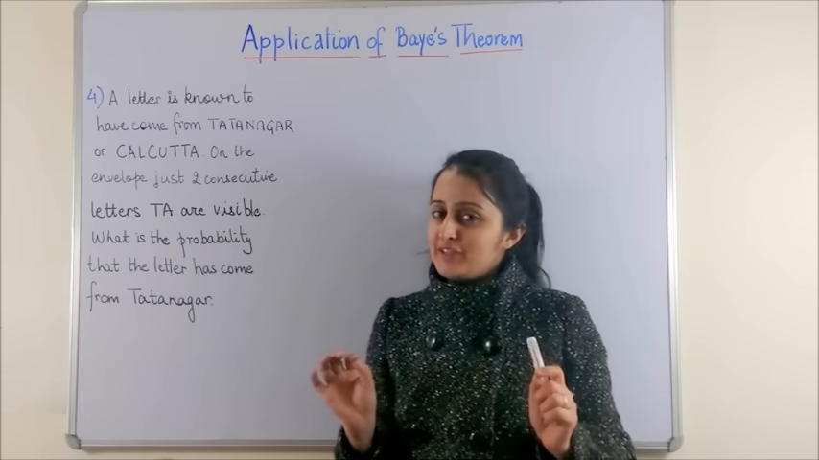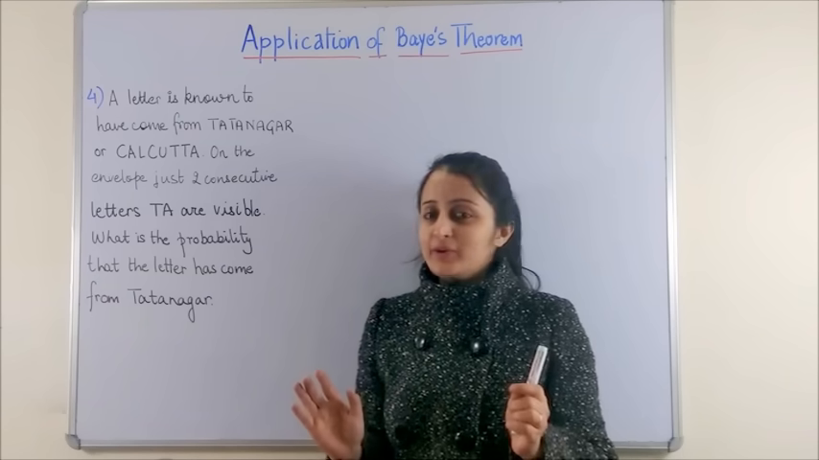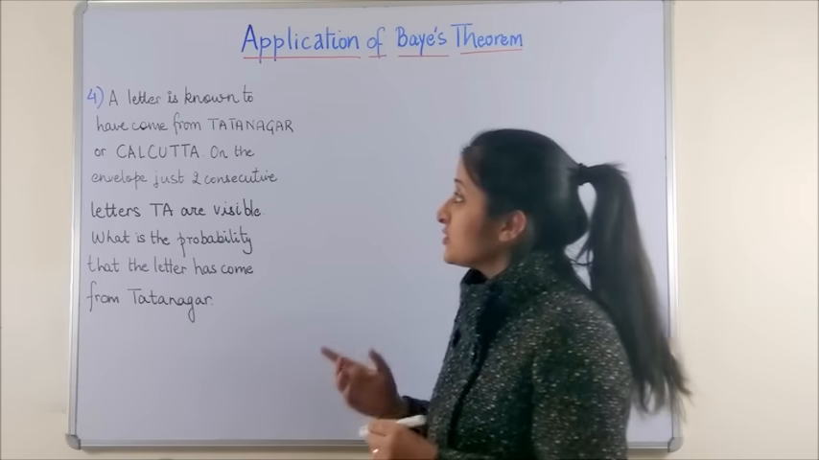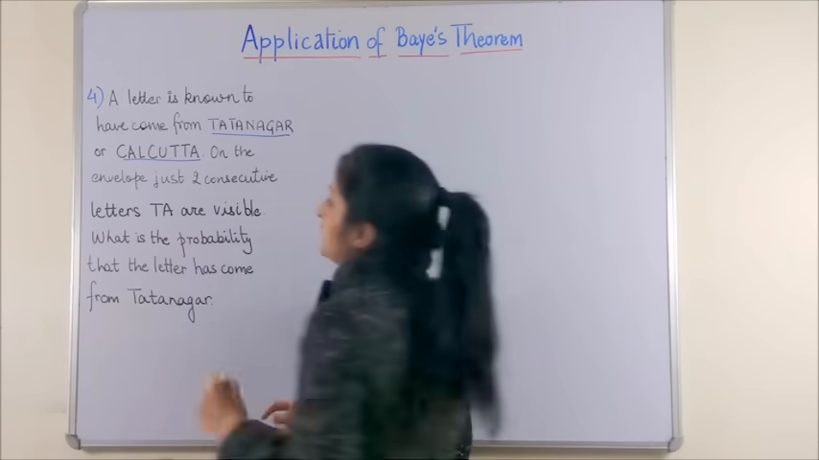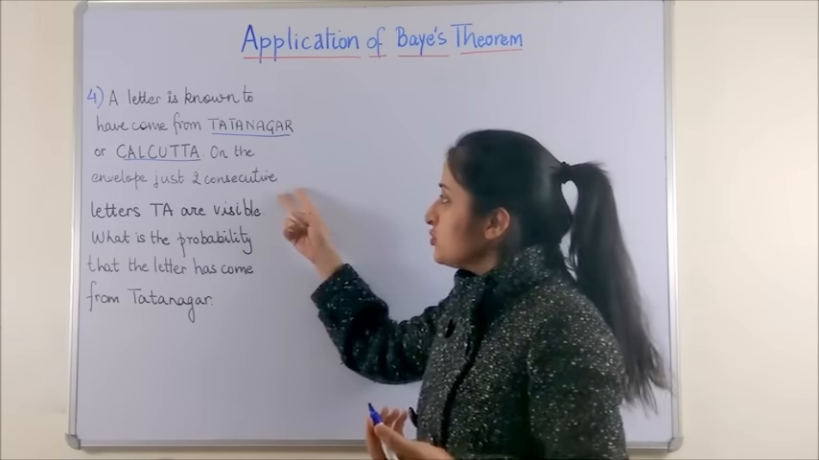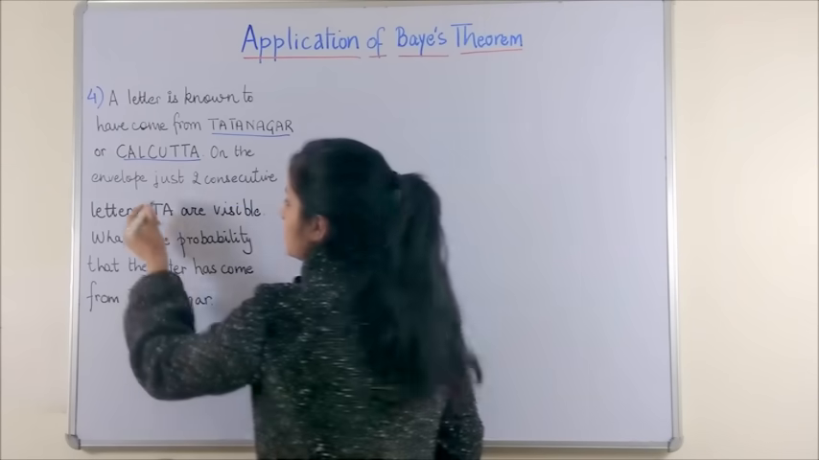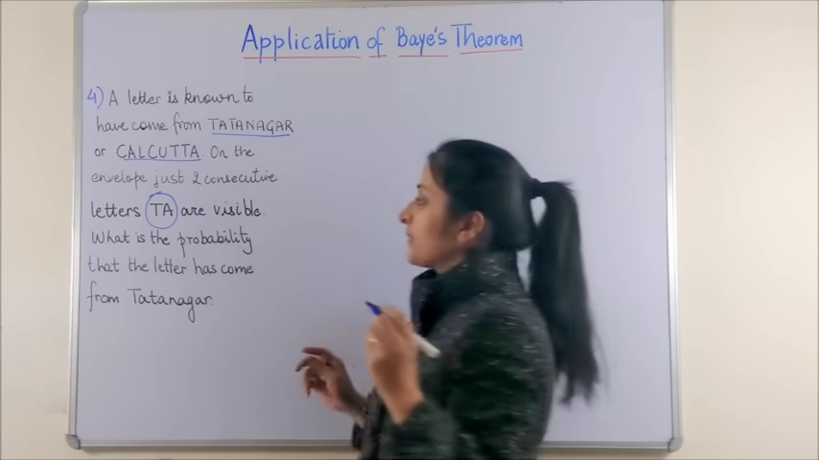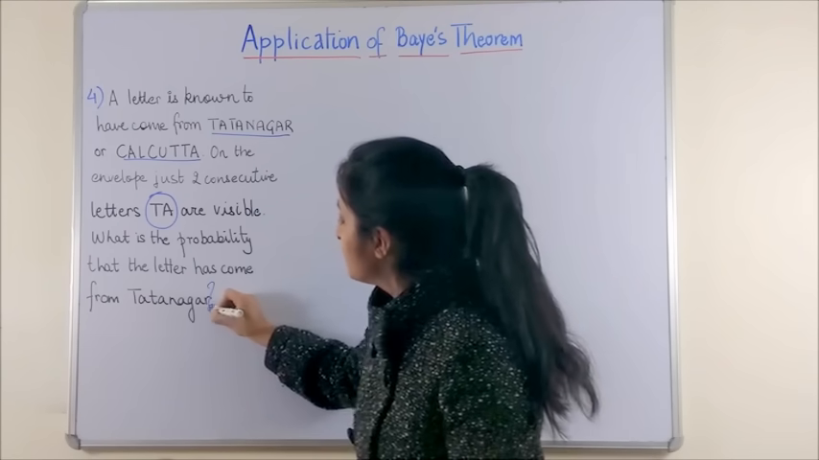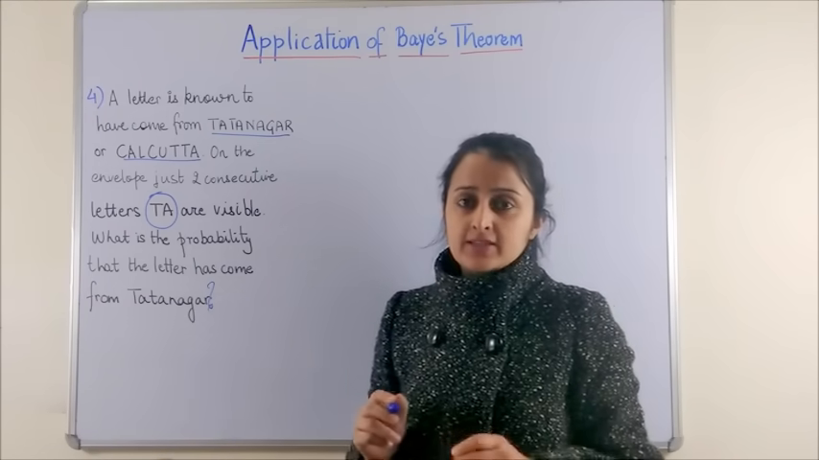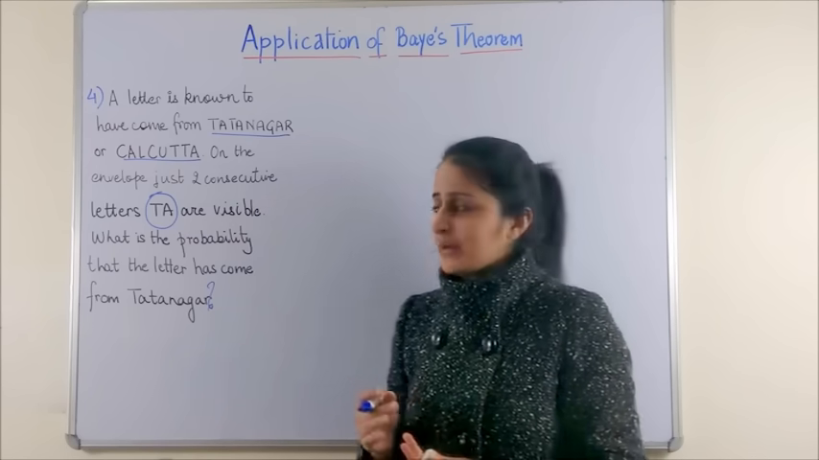I simply love this question. Just read it out once. It says a letter is known to have come from either Tatanagar or Calcutta. On the envelope, just 2 consecutive letters are visible, which are TA. What is the probability that the letter has come from Tatanagar? So how do we go further with the question?